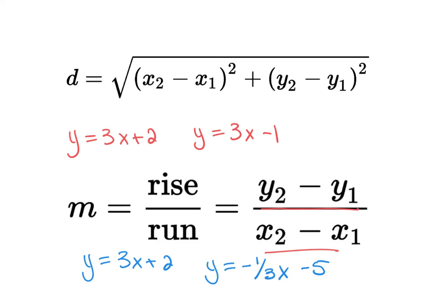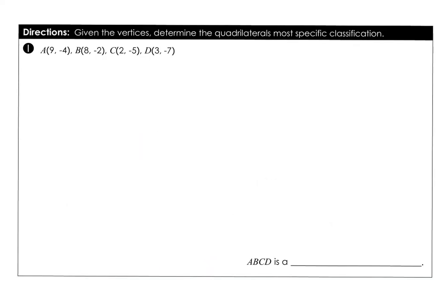So let's look at this first example, this first page. They gave us the vertices. They want us to determine the quadrilateral's most specific classification. And then they gave us A, B, C, and D, 4 different points. I will say sometimes, even if you don't do it perfectly, it helps to sketch it, all right?